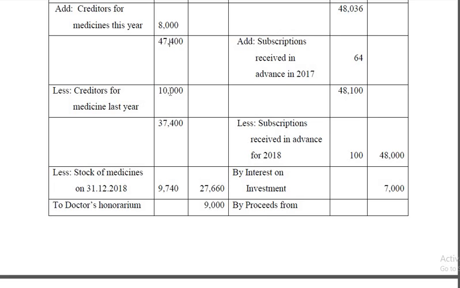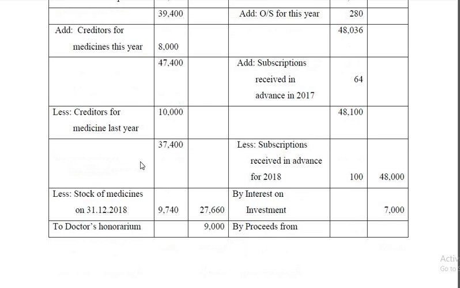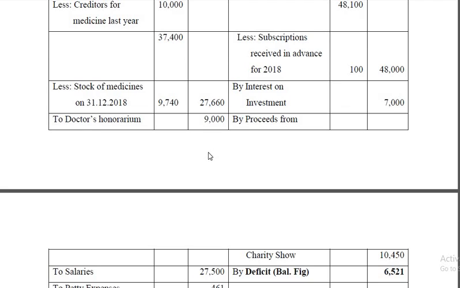This year you have paid for that. Therefore, though you have paid during the year, that is not meant for current year. That is not the expense of this year. That's why it is deducted. So, medicines purchased 30,590. So total, then creditors for medicines this year minus creditors for medicines last year. Then stock of medicines at the end of the year. So what you get is 27,660.